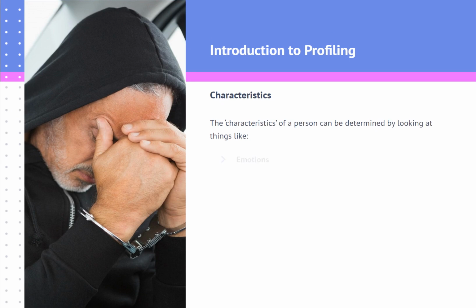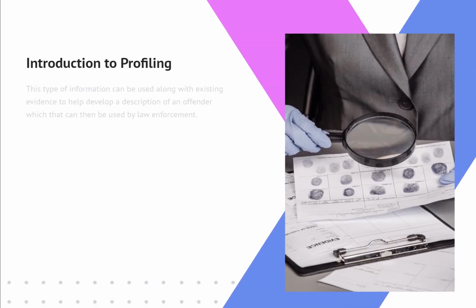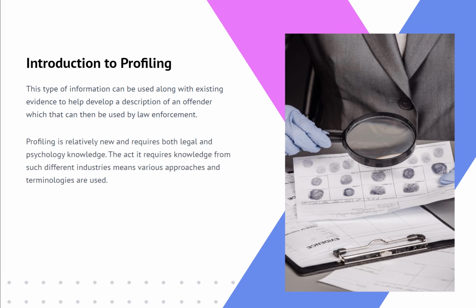Characteristics. The characteristics of a person can be determined by looking at things like emotions, mental state, personality, physicality, life circumstances. This type of information can be used along with existing evidence to help develop a description of an offender which can then be used by law enforcement. Profiling is relatively new and requires both legal and psychology knowledge. The fact it requires knowledge from such different industries means various approaches and terminologies are used.